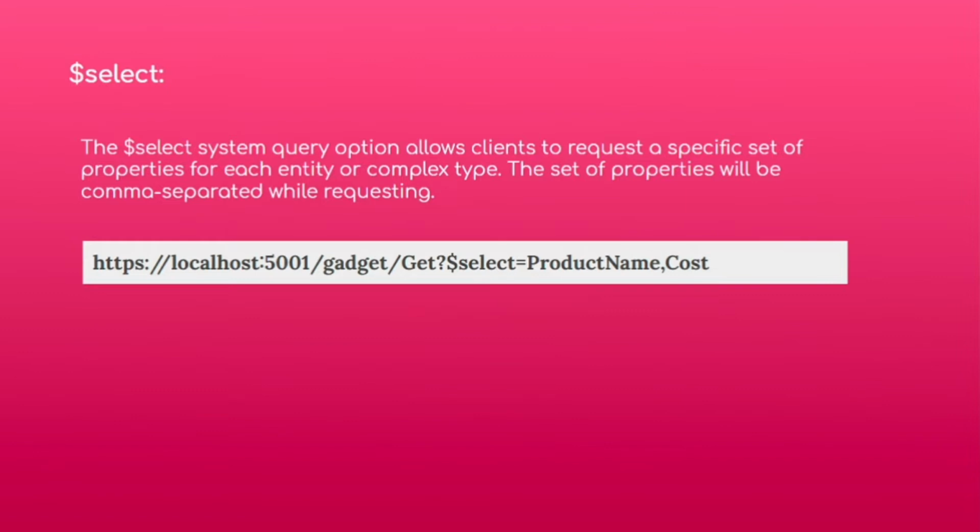So instead of creating multiple action methods based on the client requirement, we can create a single endpoint, and that single endpoint's results will vary depending upon the user query. Here, if you observe, select equal to product name comma cost, the user is expecting only columns like product name and cost. He doesn't bother about the remaining columns.